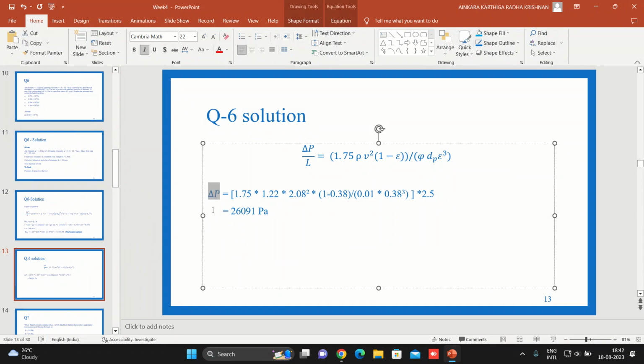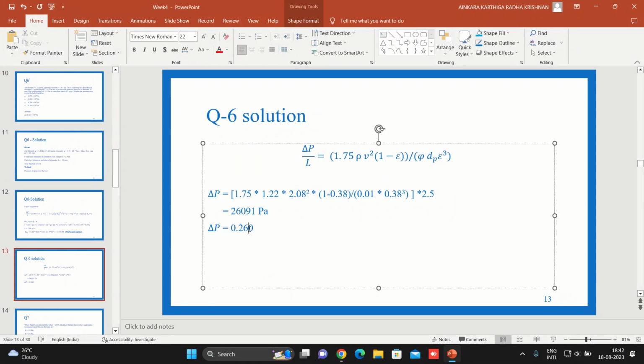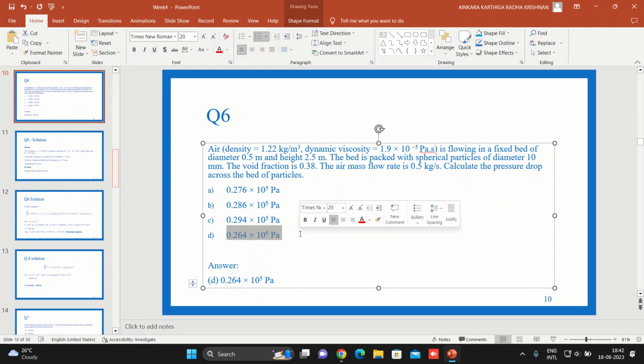So delta P is equal to 26091 Pascal, or we can write it as 0.260. What was it given actually? 0.261 into 10 power 5. So the answer to this question is option D, 0.264 into 10 power 5 Pascal.